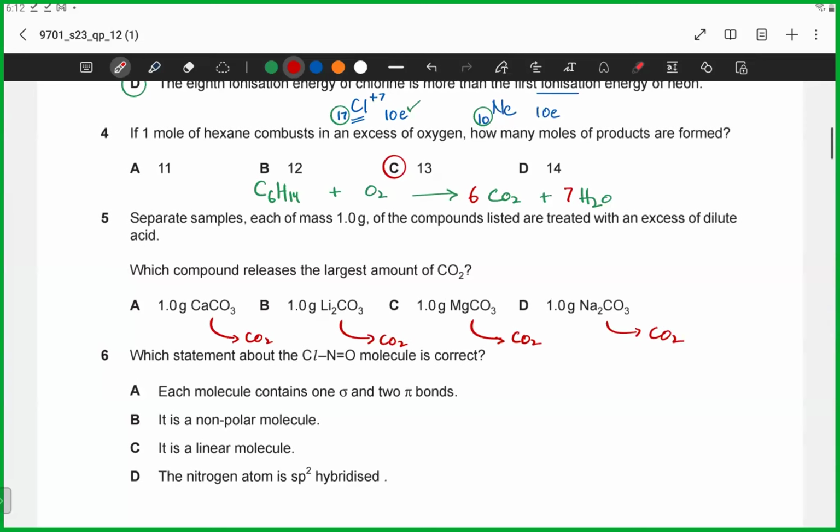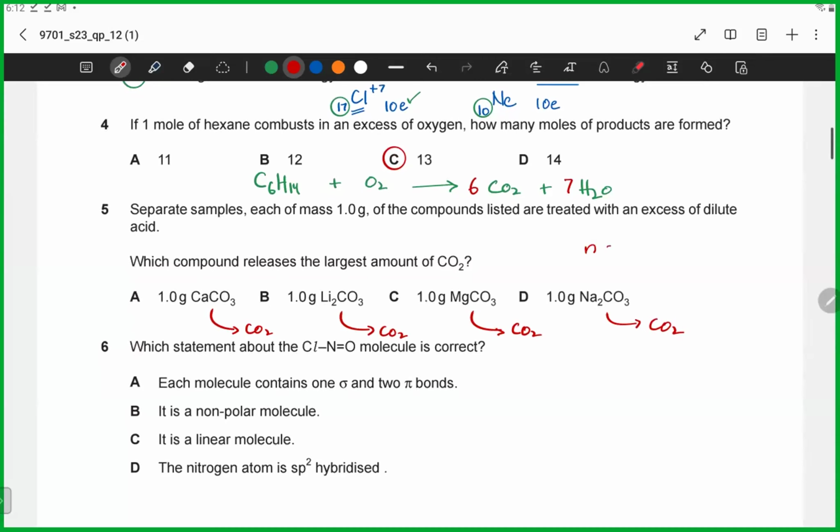So which one has the greatest number of moles? 1 gram sample. So it depends on the MR, right? The greater the MR, the fewer the moles. So you're looking for the one that has the tiniest MR. Then you're going to have more moles, right? So which one has the least MR out of these?